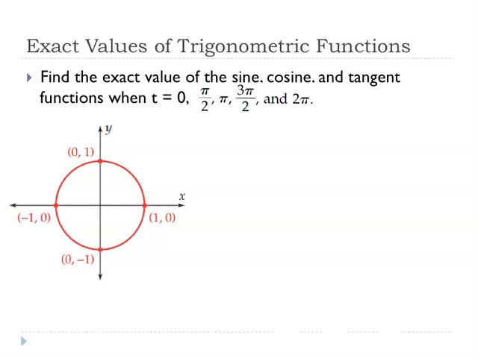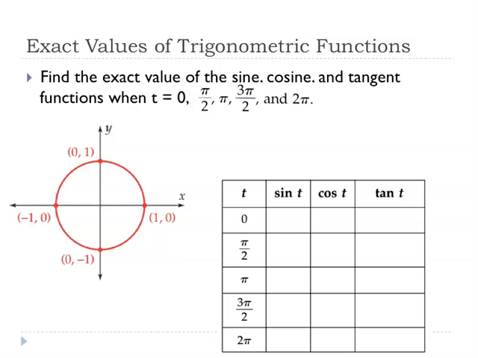So t equals 0, that's the one on the positive x-axis. When it's equal to pi over 2, that's on the positive y-axis. Pi, which is at negative 1, 0. 3 pi over 2, which is at 0, negative 1. And then 2 pi, which is actually the same as at 0. Okay, so we are going to fill in this chart.